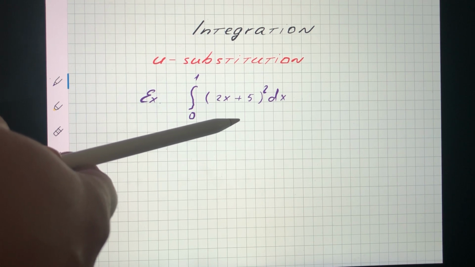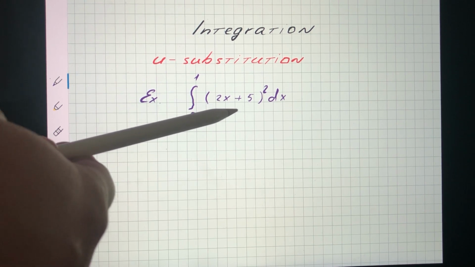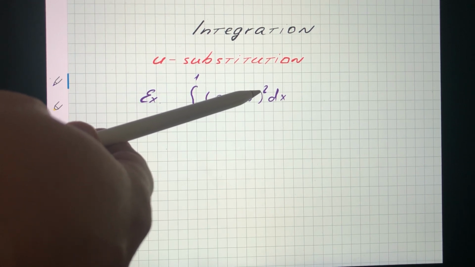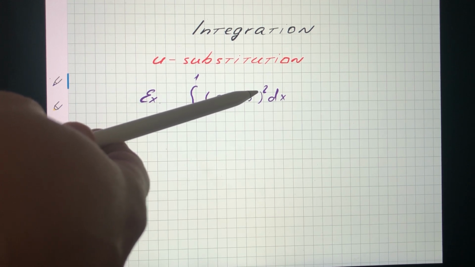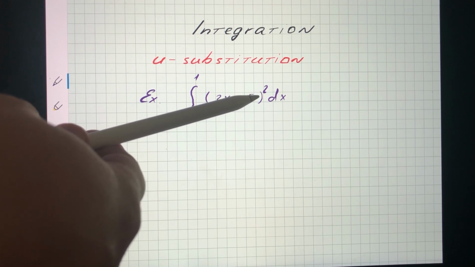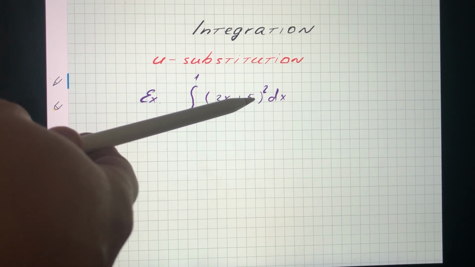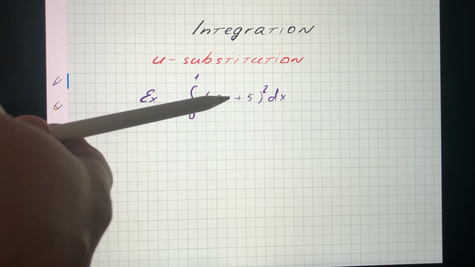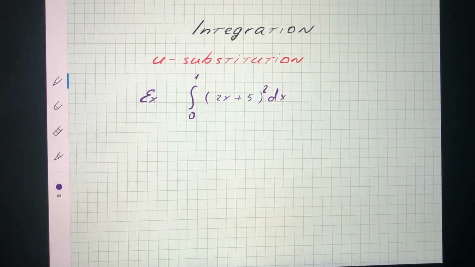Just keeping in mind that this technique of multiplying out works great for the power 2. But if this power happened to be more than 2, like 4 or 5 or 10, multiplying 10 of these terms out is just not practical. So the U-substitution then becomes the best choice by far. And so let us use first the way that we already know, and then we will do the U-substitution.